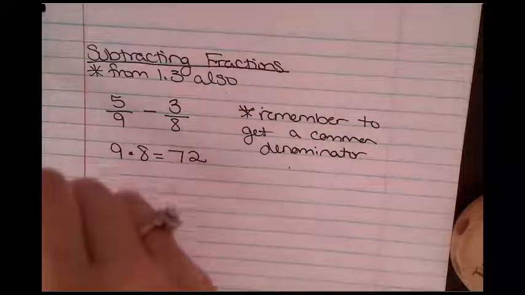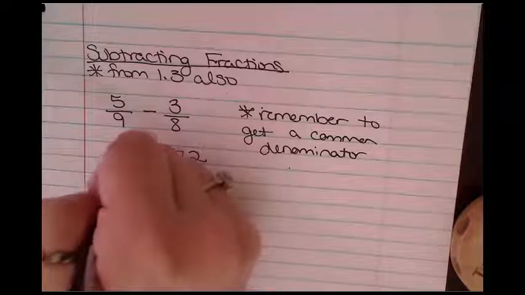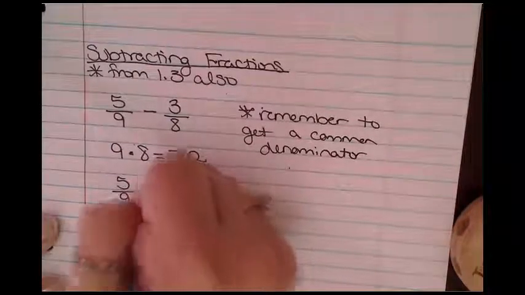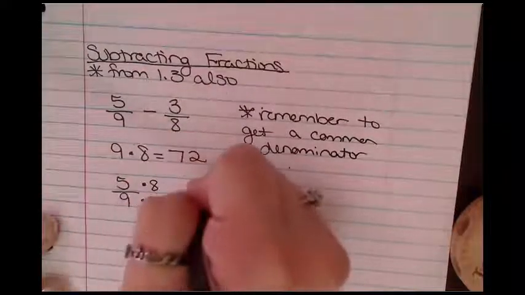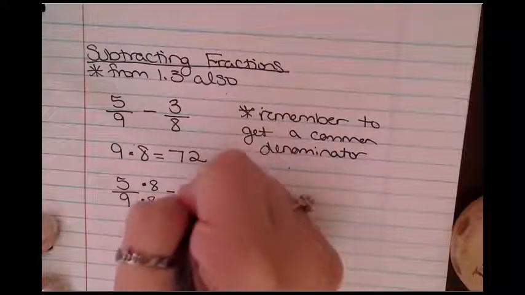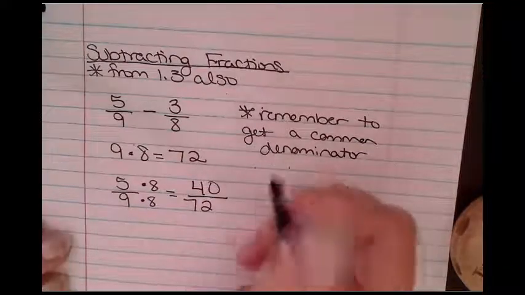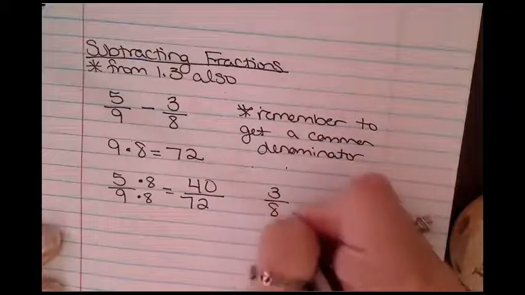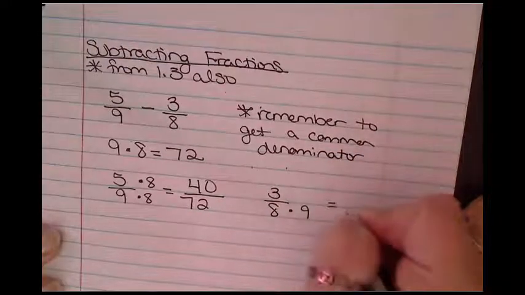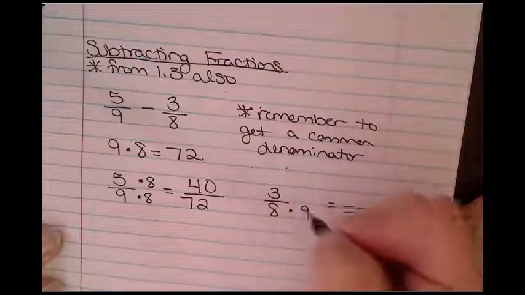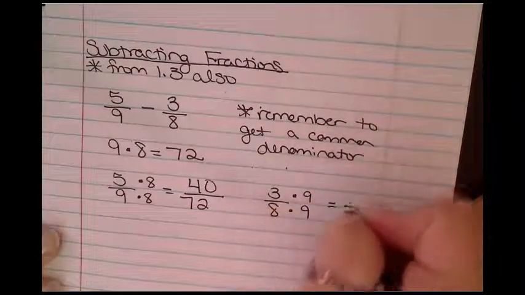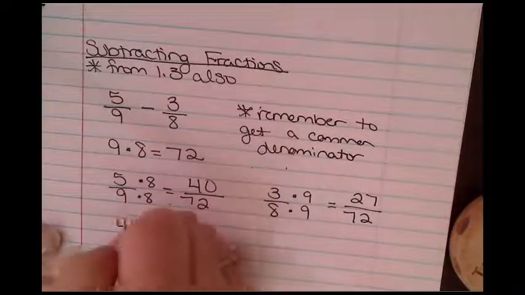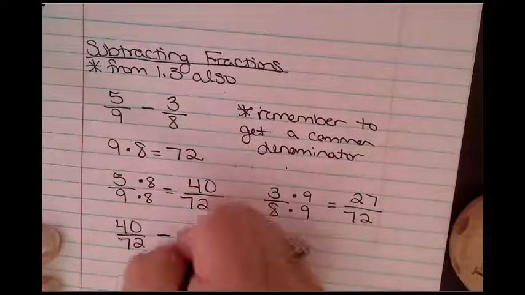So we're looking at our 5 over 9, and to get 72 on the bottom, we took that times 8. So it means you take the top part times 8. So that's going to give us 40 over 72. And then if we're looking at our 3 over 8, we took the bottom times 9 to get us 72. So it means we're going to take the top part times 9 as well, which will give us 27. So now we are taking 40 over 72 minus 27 over 72.